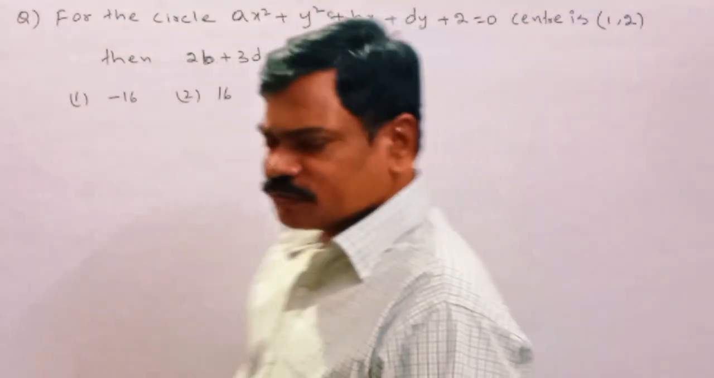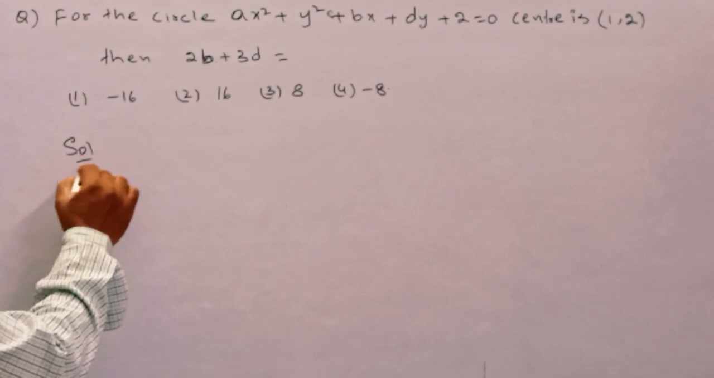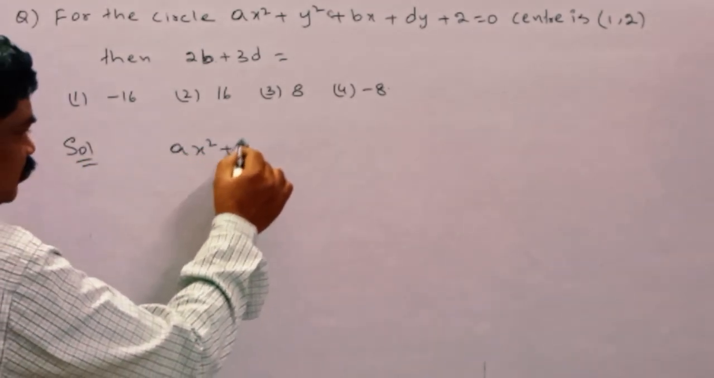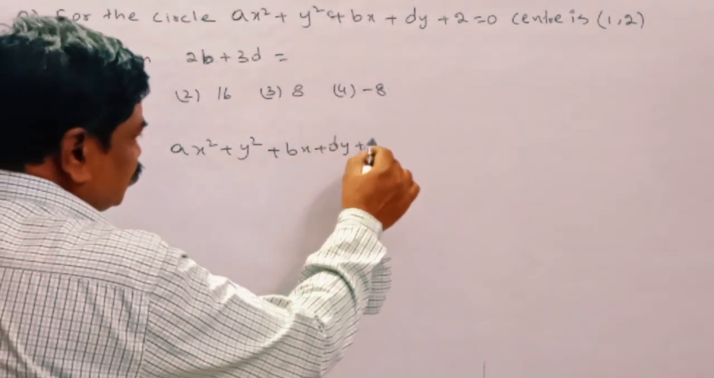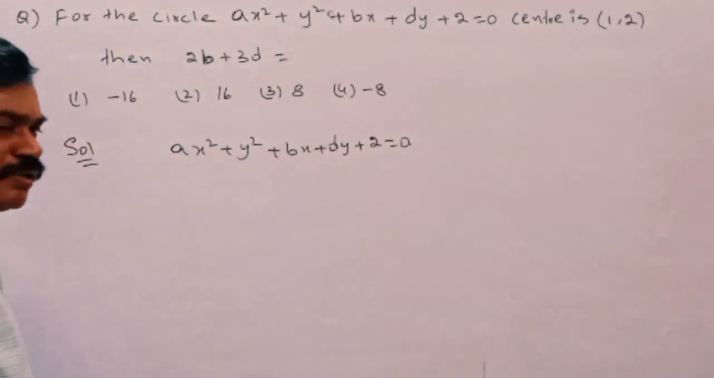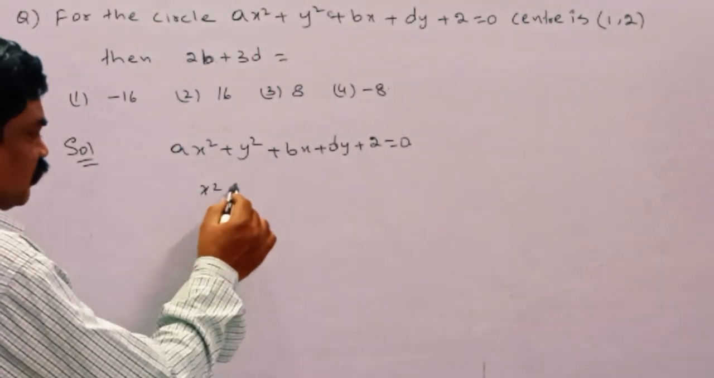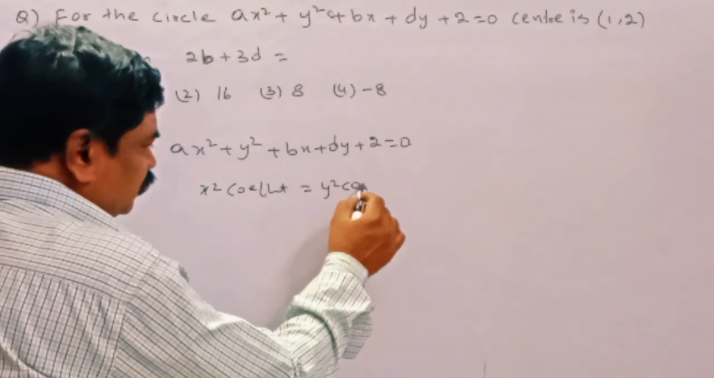Okay, all of you. So here this is the circle equation. What is the given circle equation? ax square plus y square plus bx plus dy plus 2 equal to 0. What is the first condition of the circle? Here the x square coefficient is equal to the y square coefficient.